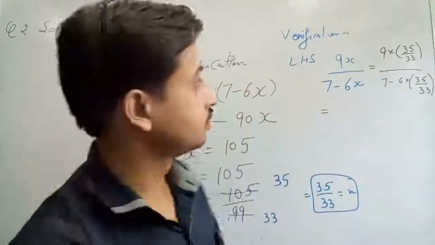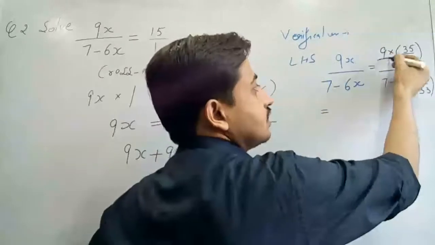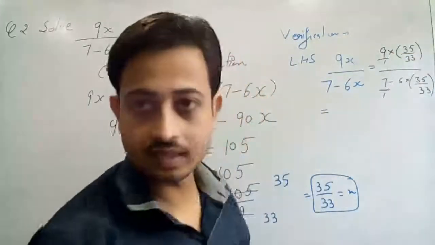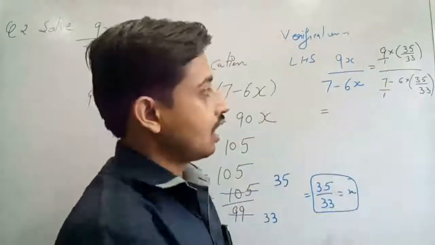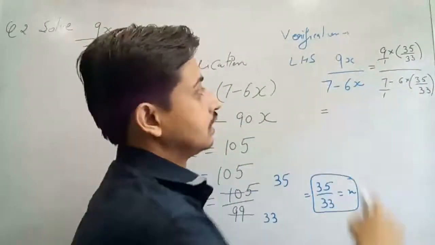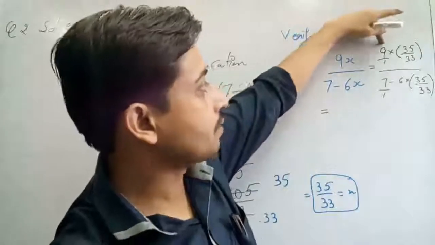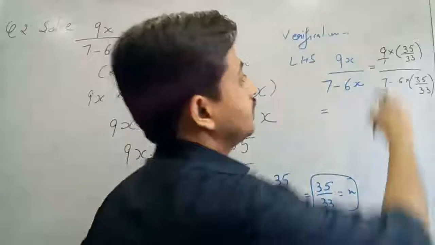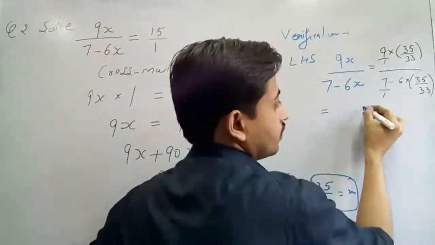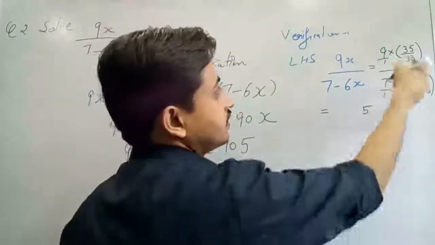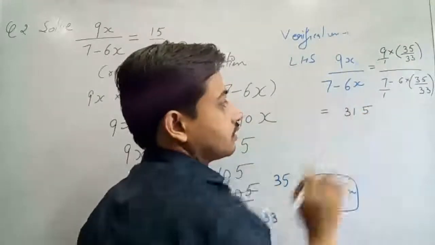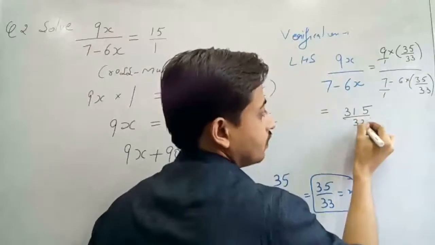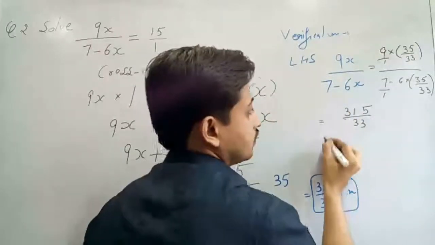What you have to do? You have to make it as rational. It's very easy to solve. How we can solve? Please take a look. Now do multiply. Upper part is multiplied with upper part. So 9 is multiplied with 35. 9 into 5, 45. Carry 4. 9 3s are 27 and 4, 31. So 315, divided by 1 into 33, we get 33. Same here.